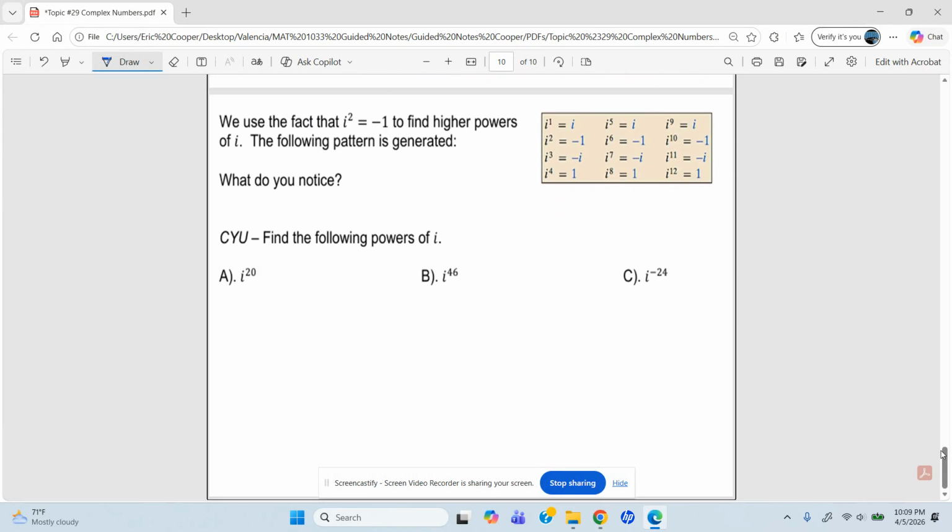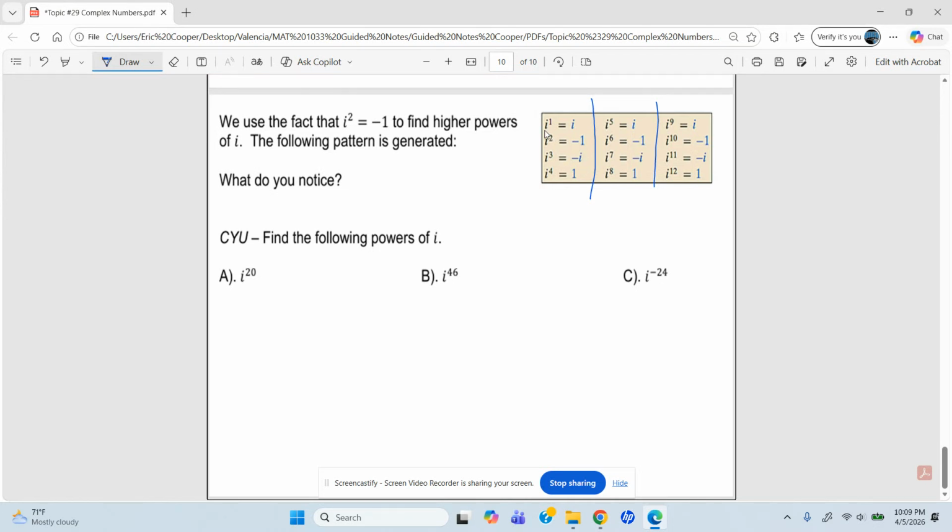We can also use the fact that i squared is negative 1 to find higher powers of i. So if we know i squared is negative 1, then i cubed has to be negative i, because negative 1 times i is negative i. And i to the fourth is just i squared twice. So negative 1 times negative 1 is 1. And then if you notice, once I get back to i to the fifth, I start to repeat again. All of these go in loops of 4. So that makes it really easy to find higher powers.